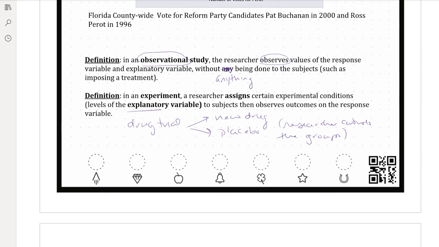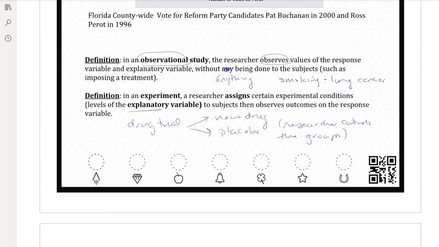In an observational study, if we're looking at the relationship between smoking and lung cancer, it would be grossly unethical to say you're going to smoke so many packs of cigarettes per day and we're going to just observe whether you get lung cancer. We can't do that. So this would be an observational study.